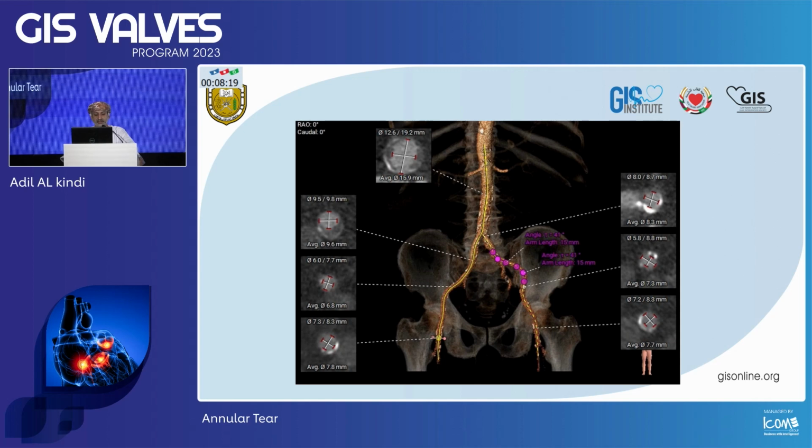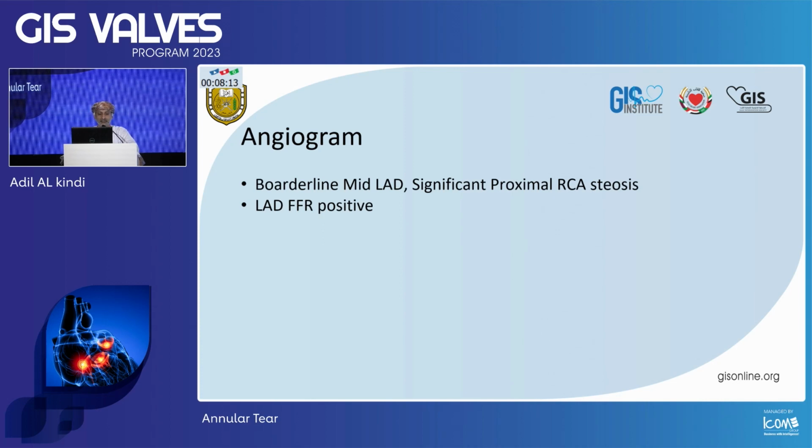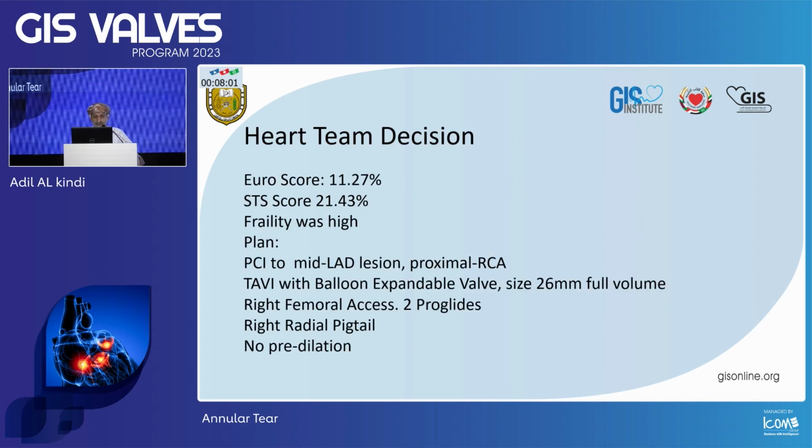Now, his vascular axis, despite being calcified, was a reasonable size, so that was not an issue. When he came in, he had an angiogram already done that showed a borderline mid-LAD and significant proximal RCA stenosis. The LAD was FFR'd by us, and it was positive.